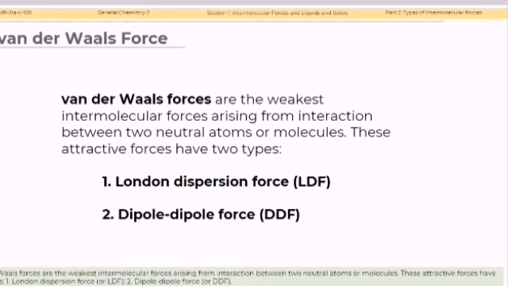Van der Waals forces are the weakest intermolecular forces arising from interaction between two neutral atoms or molecules. These attractive forces have two types. First, the London Dispersion Force or LDF. Two, Dipole-Dipole Force or DDF.